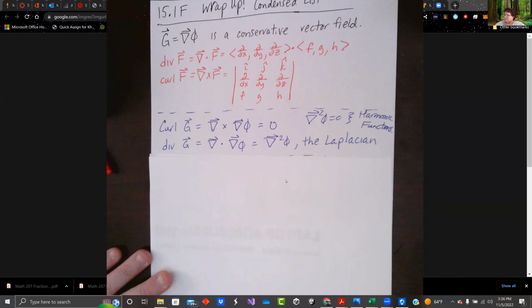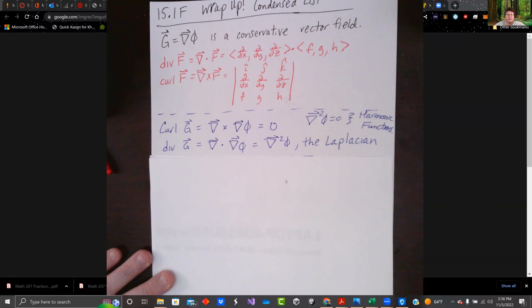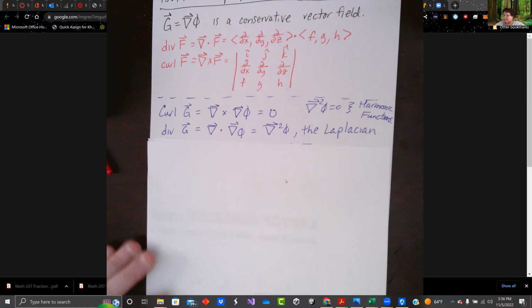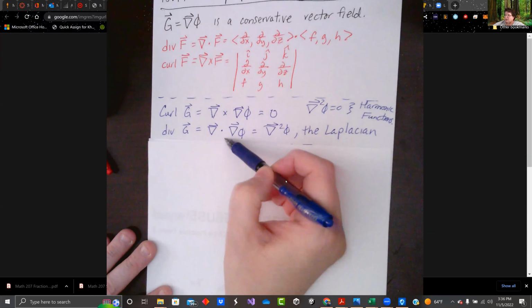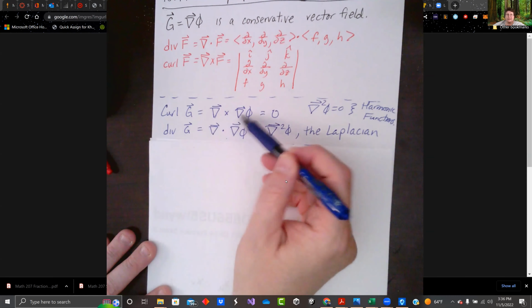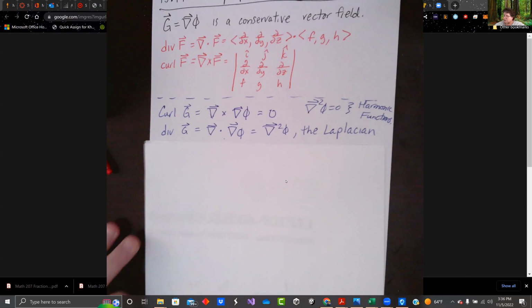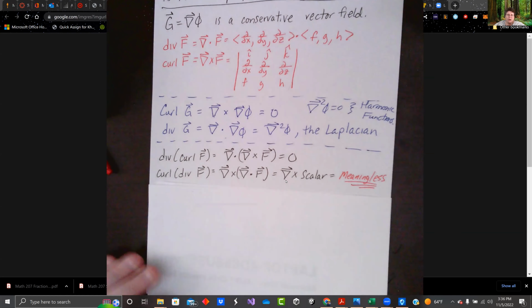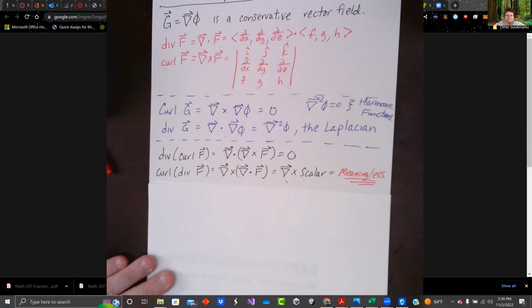Okay, so the curl of a gradient is 0. The divergence of a gradient is the Laplacian. That's why I put these two together. They're the curl and div of the gradient of phi. So let's look at some other combinations. If we do the divergence of the curl, we showed that one equals 0.